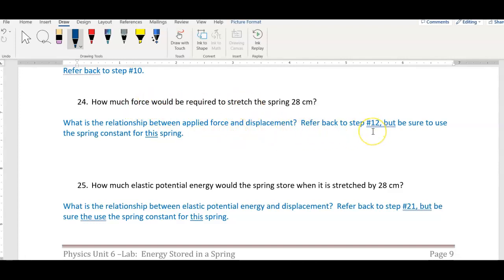You can go back to step 12 to find that. Be sure to use the spring constant for this spring, not the one that you used in the simulation. And also, you should probably convert this 28 centimeters to meters. Yes? And then finally, it says, okay, how much elastic potential energy is stored in the spring when it is stretched by 28 centimeters? So here you need to go back to step 21 to find that relationship. Again, use the spring constant for this spring, and again, you need to convert the 28 centimeters to meters.